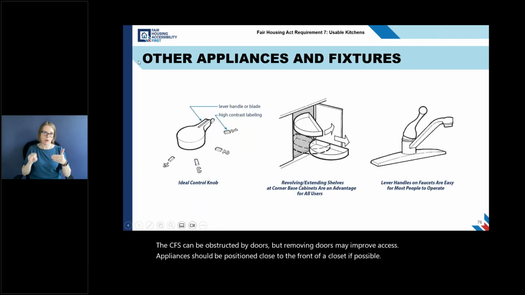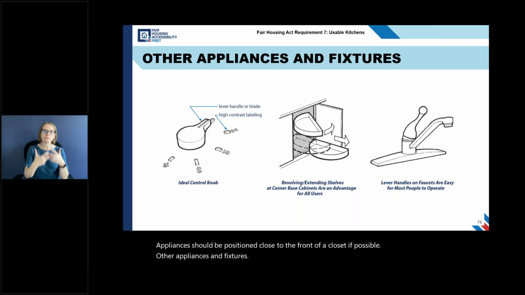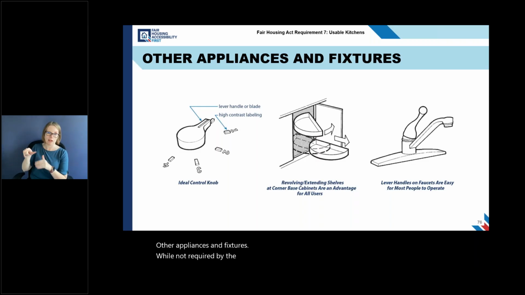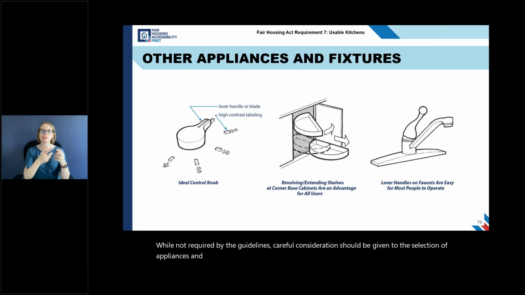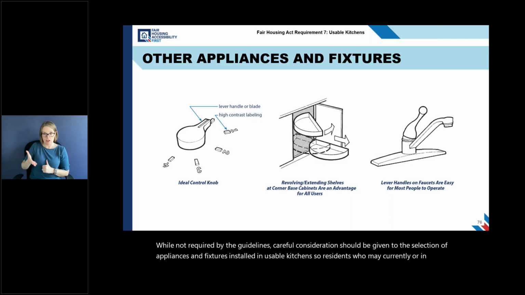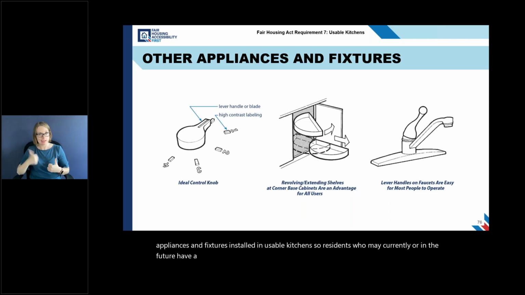Other appliances and fixtures. While not required by the guidelines, careful consideration should be given to the selection of appliances and fixtures installed in usable kitchens, so residents who may currently or in the future have a physical limitation may more completely use and enjoy their dwelling.